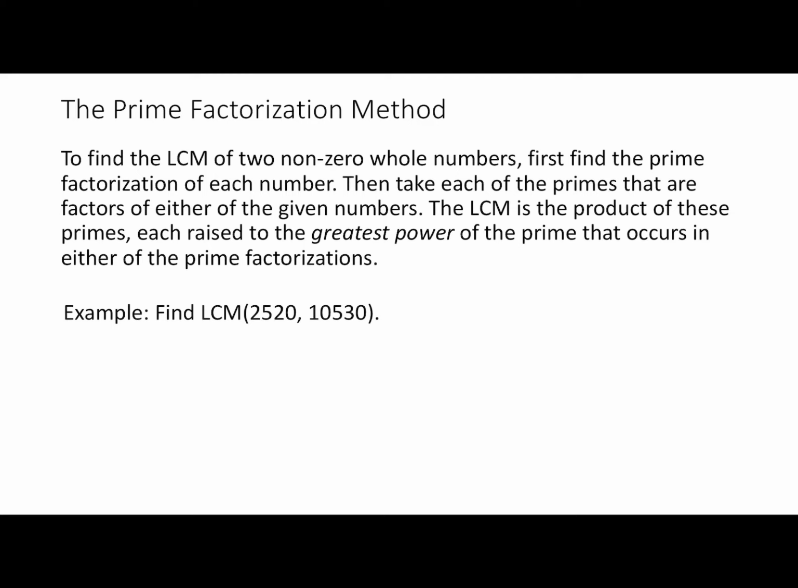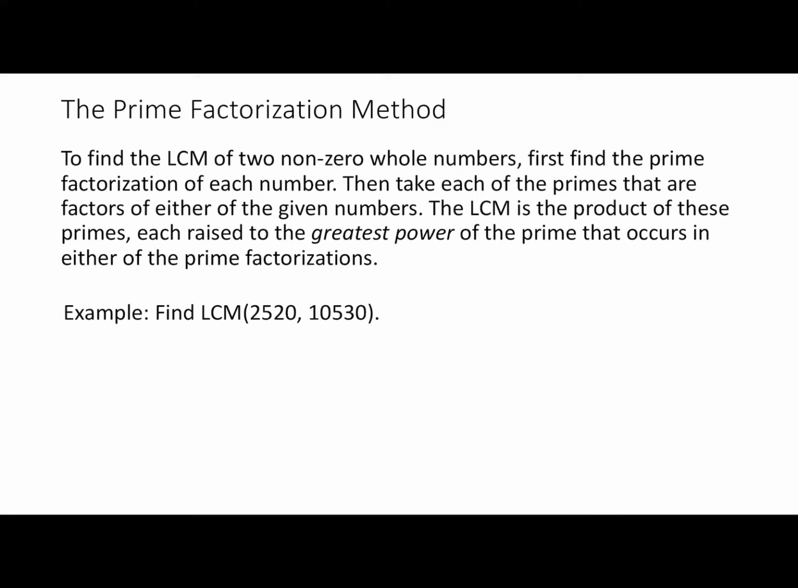We also have a prime factorization method for finding the least common multiple of two numbers. So the idea here is, again, we want to rewrite our two numbers with their prime factorizations. And we're going to take each of the primes that are factors of either of the given numbers. So it can be a factor of the first number, the second number, or both numbers.